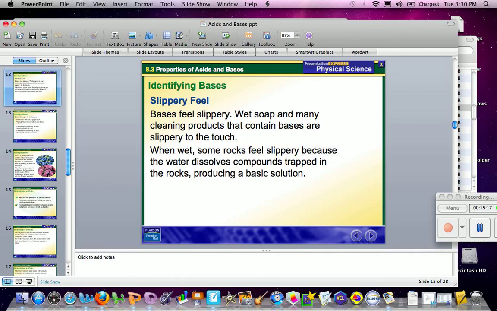Okay, that's it for acids and bases, and we'll be taking a closer look at them in the laboratory when I return to class.